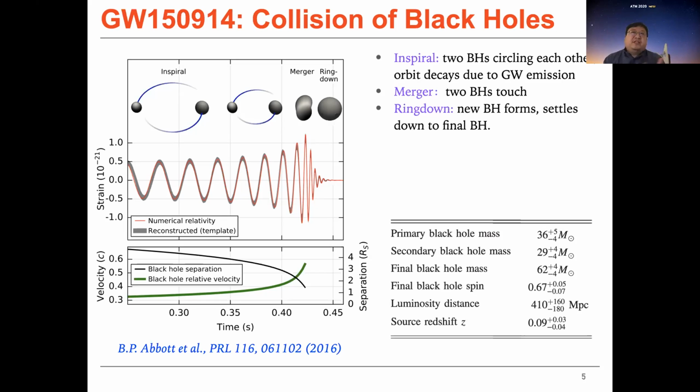I will go into more details later in the talk. Here, the more important point is the time scale. So basically, this illustrates the first detection. The two black holes are around 30 solar masses.